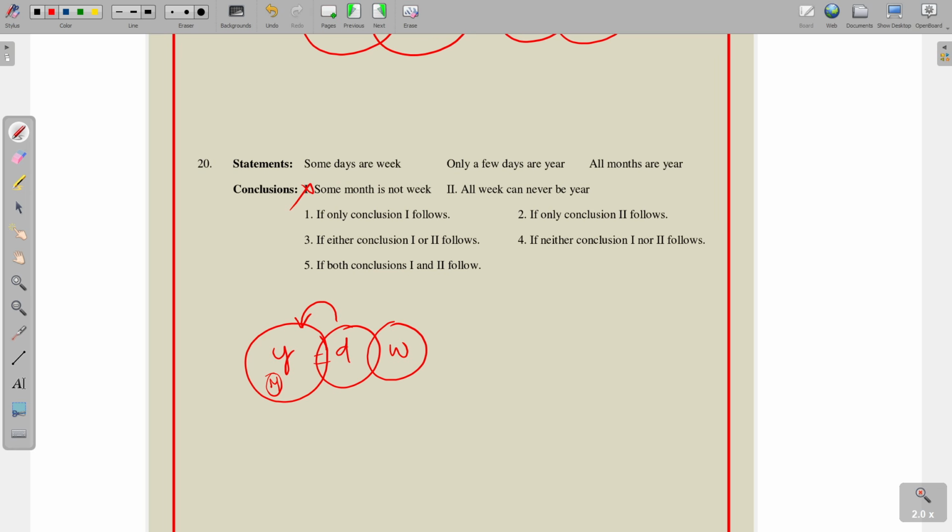All week can never be year. So week here and year here. Okay. So in these statements, only some and all follow, so all weeks can be year definitely follows. So all week can be year. So possibility definitely follows, so can never be does not follow. Okay, option 4 is the answer.